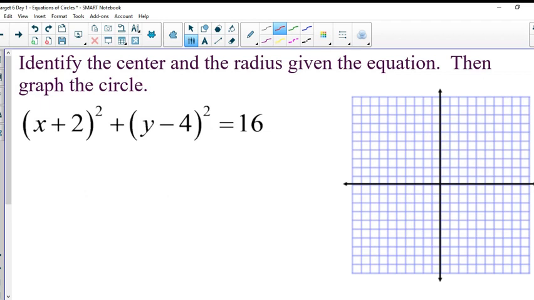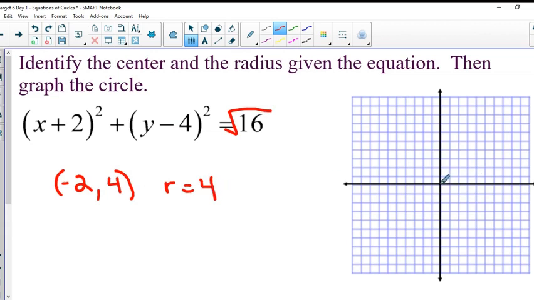Now, my recommendation would be pause the video, try this problem, and then start the video again to see if you are correct. For this problem now, notice we have a plus sign here. So that means we had a double negative. So when we take the number out, it should be a -2. We don't have a plus sign here, so we're just going to pull out a 4. And then remember, for the radius, we need to take this last number, do our square root, and get 4.